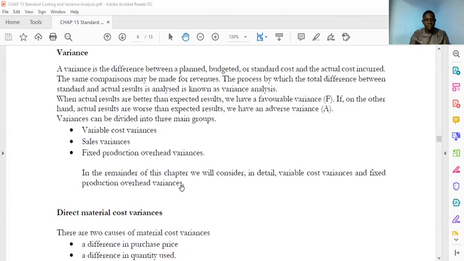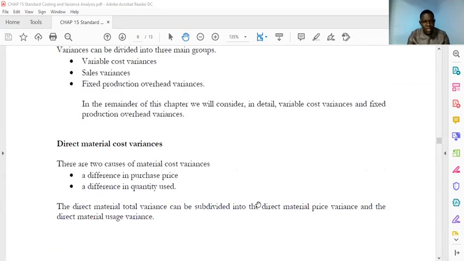variance. So we know that we have variable cost variance, and by variable cost, I'm talking about direct material, direct labor, and variable production overheads. And we'll talk about sales variance, where we can have price variance and all those things. Then we have the fixed production variance. Here our concentration is going to be on the variable cost variance and fixed production overhead variances.